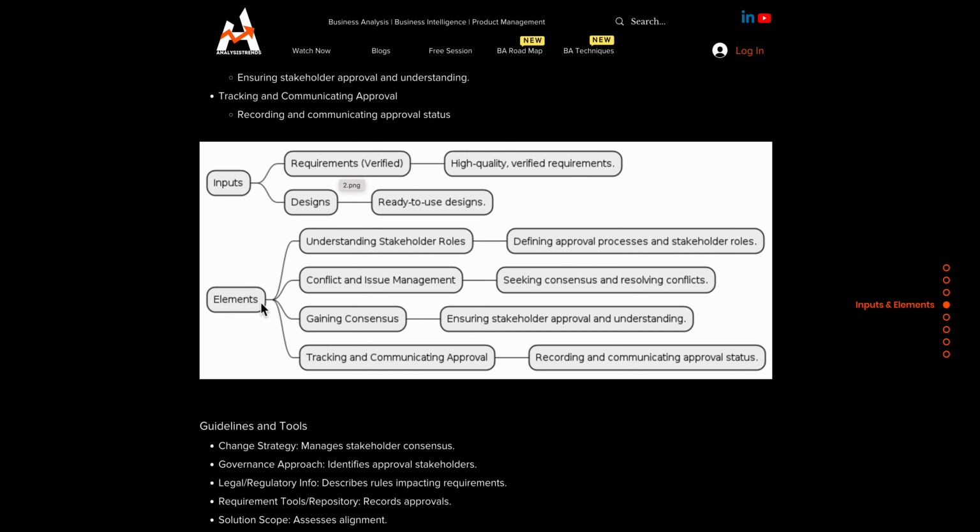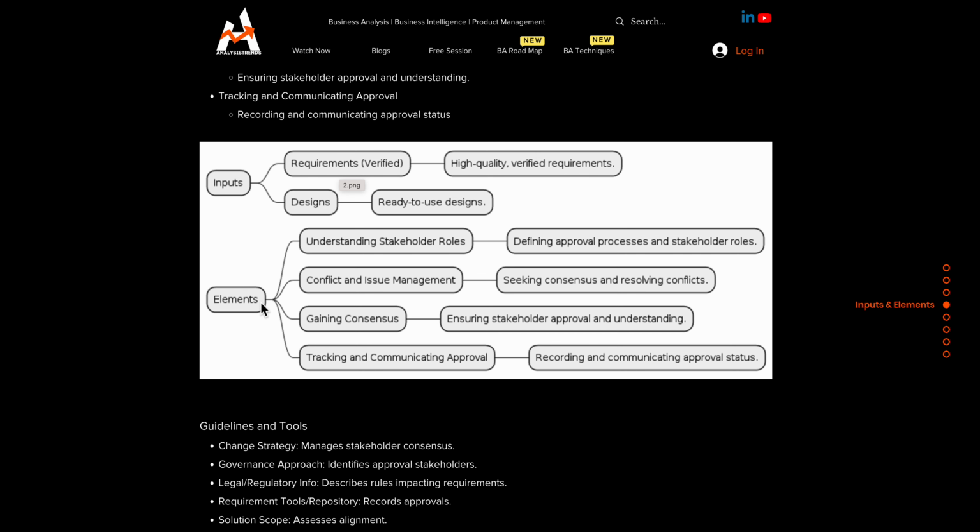The elements: while you take an approval from the stakeholders, the main thing you need to focus on is understanding the stakeholder roles, because not everyone will be able to make a decision or approve the requirements. So based on the stakeholder roles, you need to make sure that the right stakeholder is approving your requirement. Conflict and issue management.